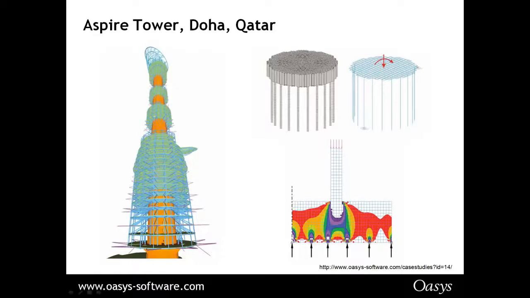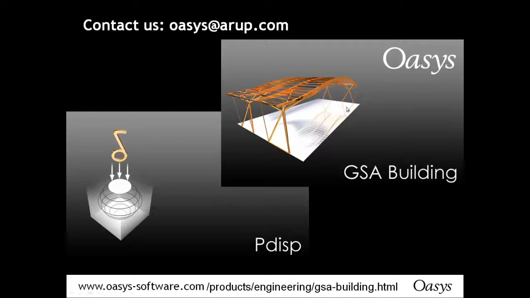Now, this raft is restraining both gravity loads and also wind and seismic loads and everything. There is more details online if you have a look at the case studies, Aspire Tower, and I think you'll find it of interest. Now, if you have any further questions, contact us at oasis@arup.com.